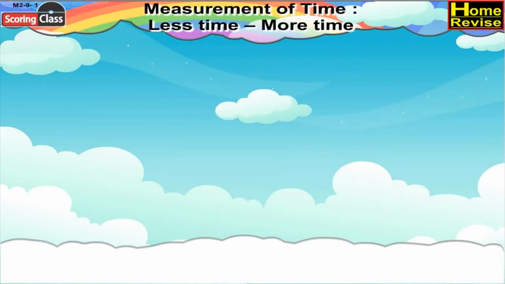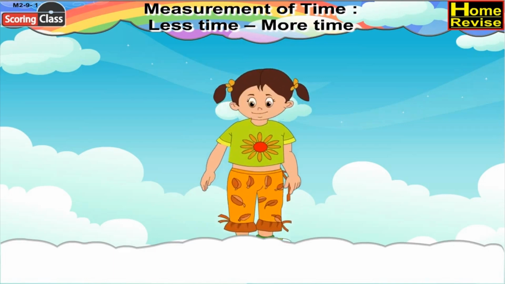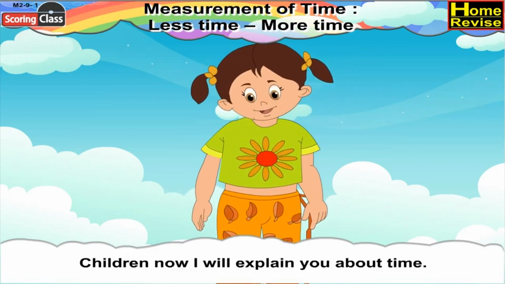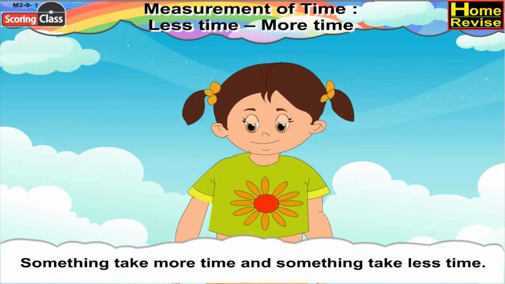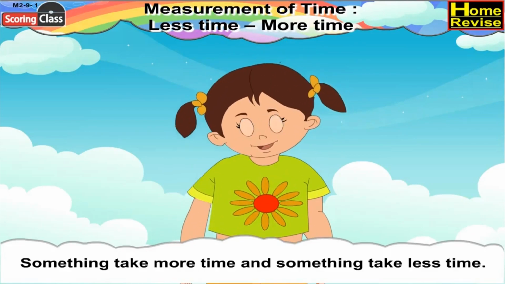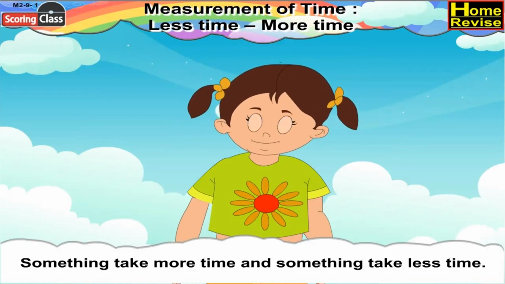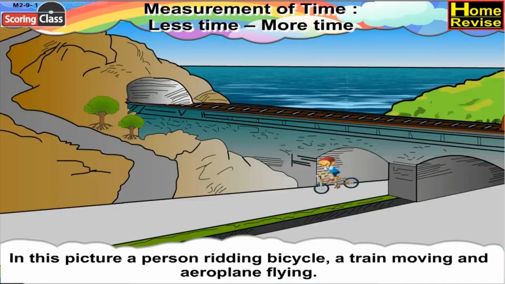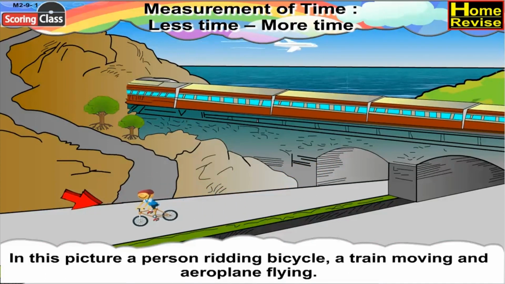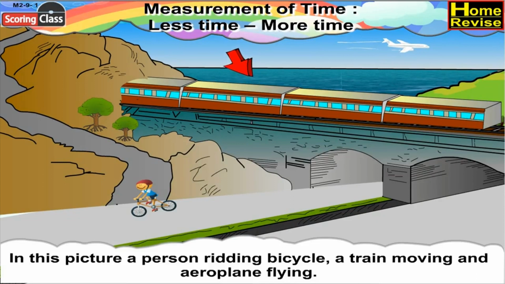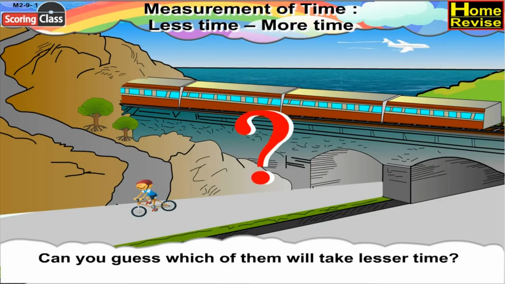Measurement of time. Less time, more time. Children, now I will explain to you about time. Some things take more time and some things take less time. Now in this picture, can you see a person riding a bicycle, a train moving, and an aeroplane flying? Can you guess which of them will take lesser time?